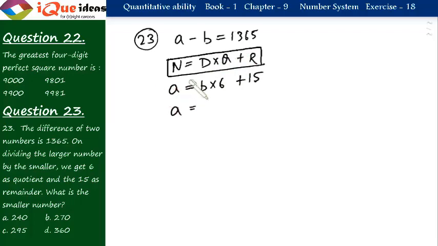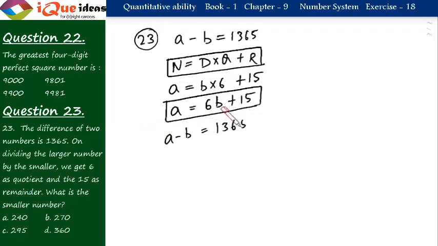So basically we have two equations and two unknowns, A and B. Now in the first equation, put A equal to 6B plus 15. We already have A minus B equal to 1365. Put 6B plus 15 in place of A, minus B is equal to 1365. Now 6B minus B is 5B. 15 goes to the other side. So 1365 minus 15 is 1350. So the value of B will be 1350 by 5, that is 270. So the value of B is 270, that is the smaller number.